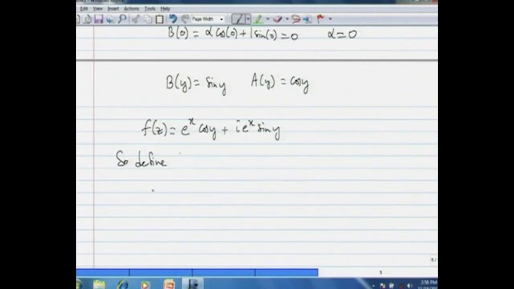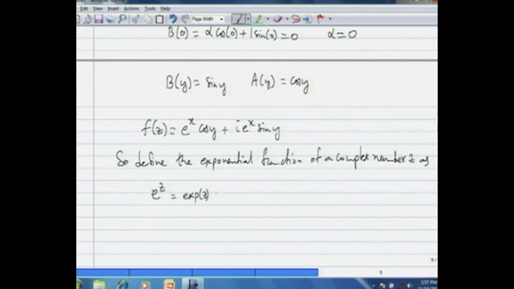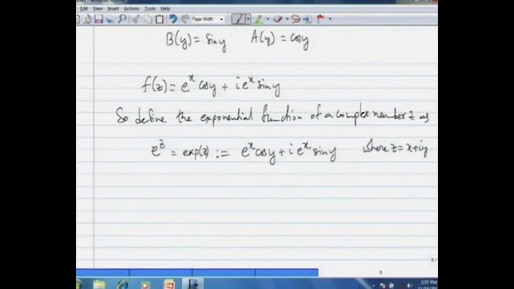the exponential function of a complex number z as e power z, so e will stand for z, alternatively also written as exp of z. Okay. So, define that to be e power x cosine y plus i times e power x sine y, where z equals x plus i y. Okay, so, we define the exponential function owing to the motivation that we have seen so far.